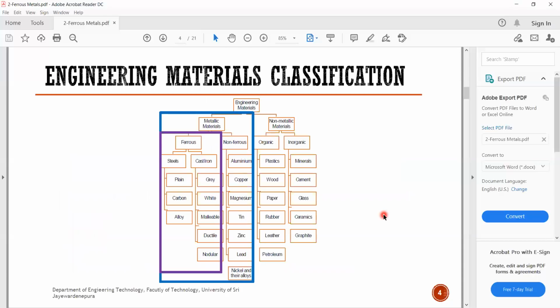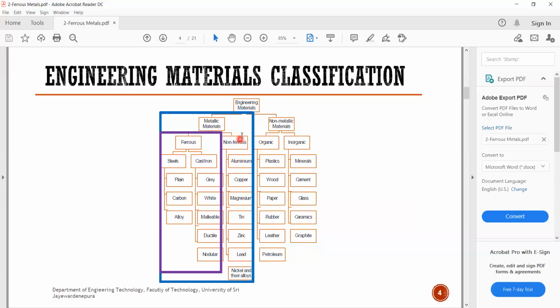Okay, this one, engineering materials classification. That means how the engineering materials are classified. So first, engineering materials is there. How can you classify them? You can classify them into two different categories. One is the metallic category, the other one is the non-metallic category. Metallic category means under this category all are metals, and the second category is non-metals, right?